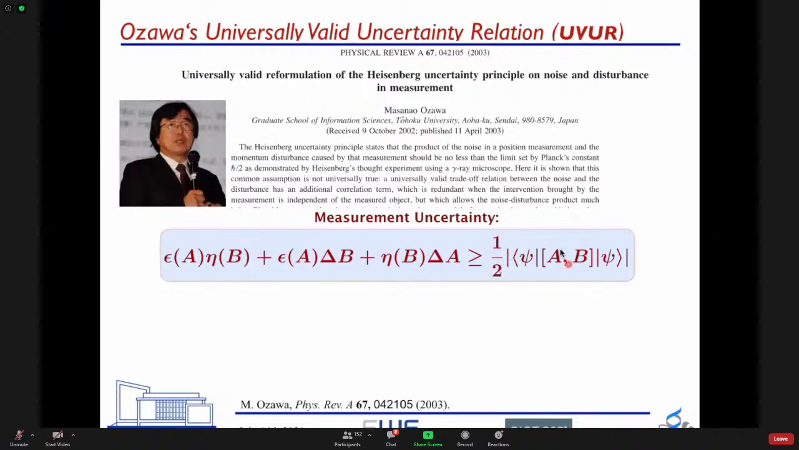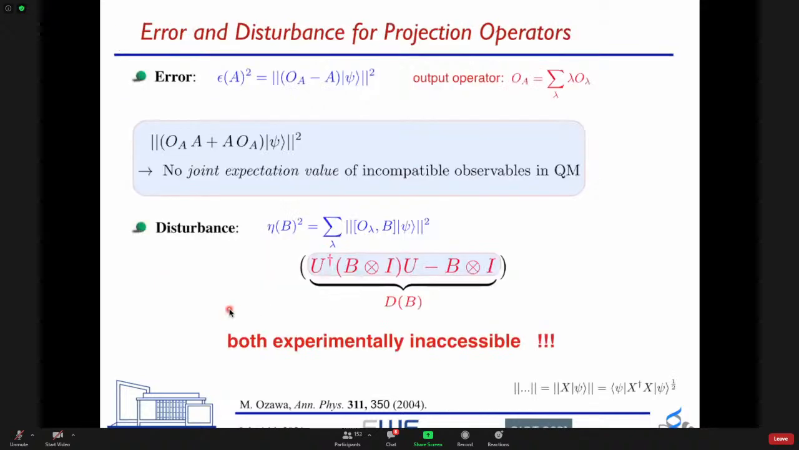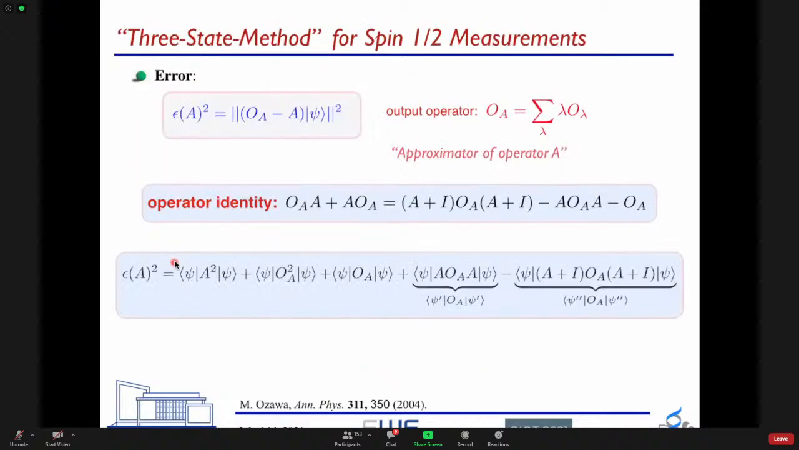And we now want to look at how to measure the individual terms of Ozawa's universally valid uncertainty relation. Well, what is the problem? Why can this not be simply measured? If you look at the definition of the error of the quantum measurement, you get something like this. This is a joint expectation value of incompatible observables. So in general, this cannot be measured directly. As Alok knows, this can be measured using weak values, but this is not the scheme that has been chosen here. The solution to this is the so-called three-state method.